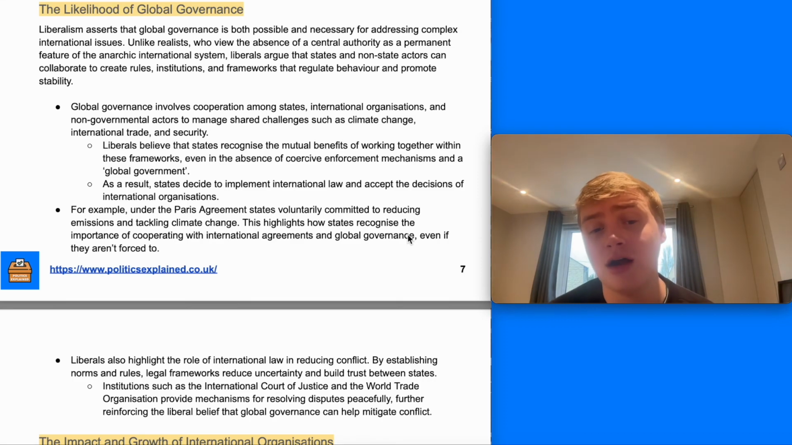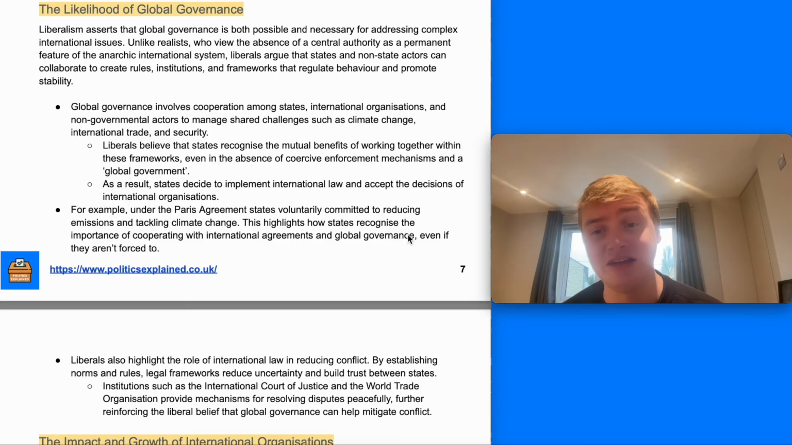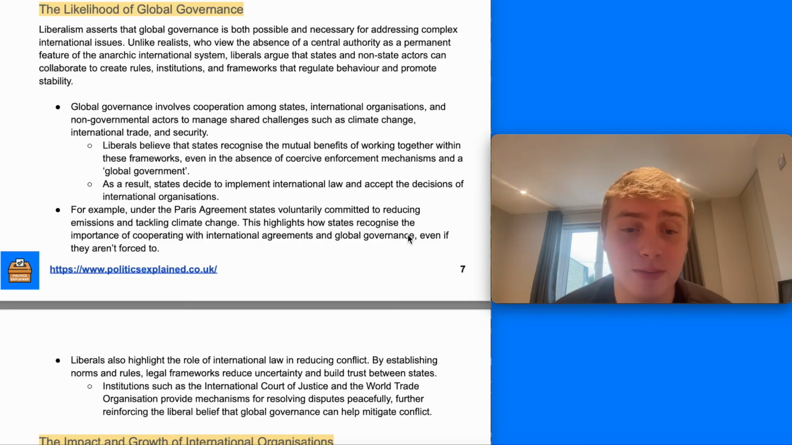Liberals crucially also highlight the role of international law in reducing conflict. Realists argue that international law has no power at all, and states just do what they want anyway. But liberals disagree and argue that the establishment of international law and rules can reduce uncertainty and build trust between states, as states do ultimately abide by international law the majority of the time.